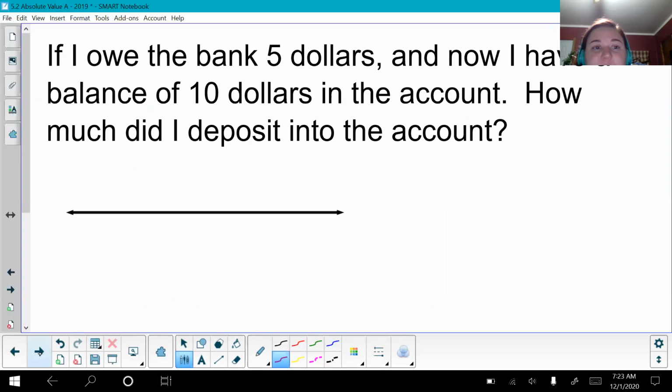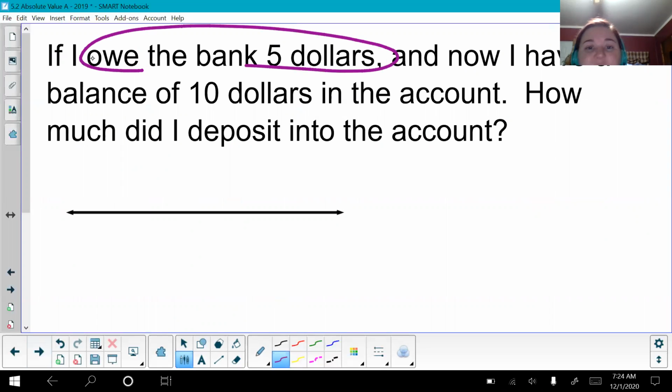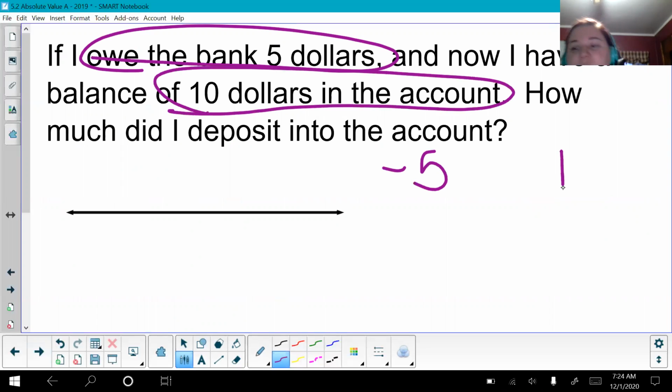Last one. Okay. If I owe the bank $5, ooh, that's not good. You don't want to overdraft your account. It means I owe them. I'm below my account balance. And now I have a balance of $10 in the account. Oh, now I have $10. How much did I deposit? That means how much did I put in that bank account in order to have that account balance?